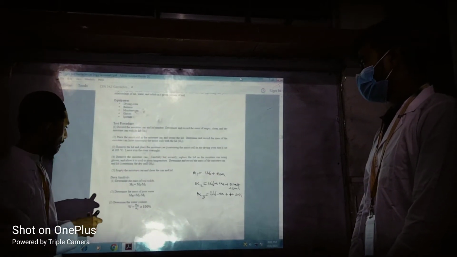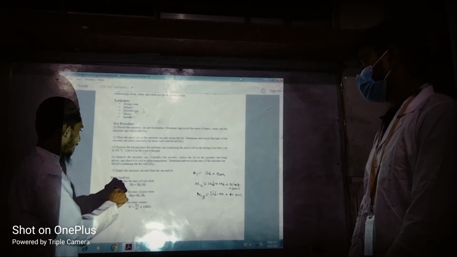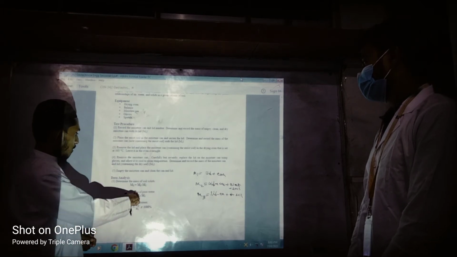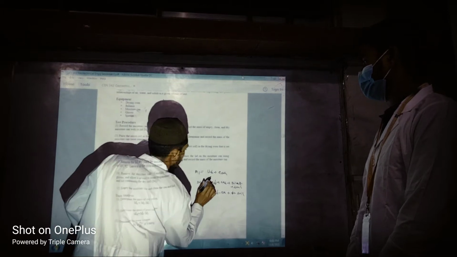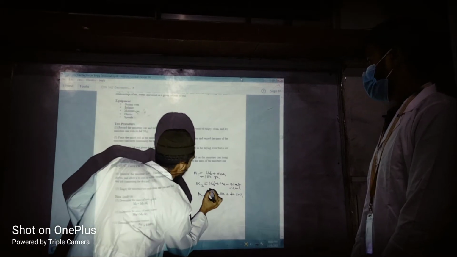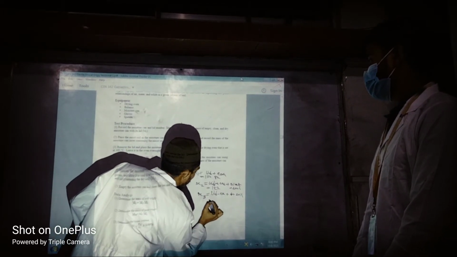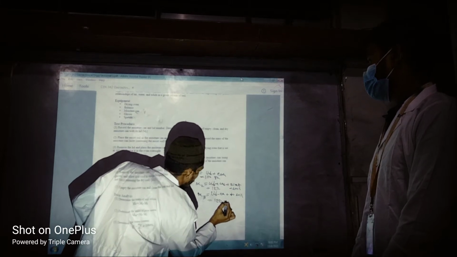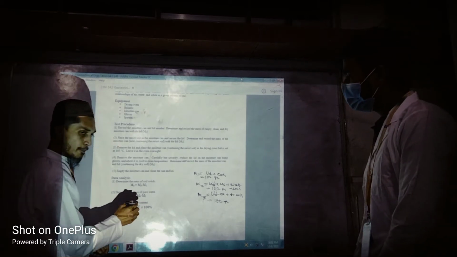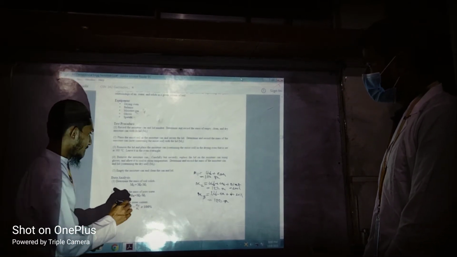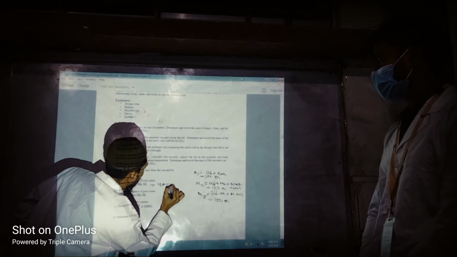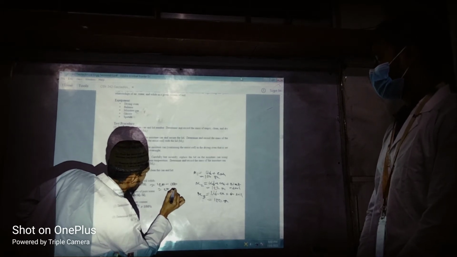So here we put these values in the formula. First, determine the mass of soil solids, that means MS. If we suppose M1 is equal to 100 grams, then M2 is 122 grams, and M3 is 120 grams. Then MS is M3 minus M1, equal to 120 minus 100, which is 20 grams.